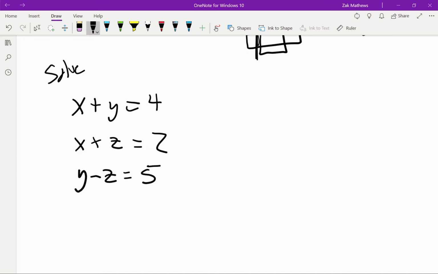I don't actually, in this one I probably still would eliminate, but this one is a lot easier to do substitution because it is a lot easier to solve for one of the variables. For instance, I could take this first equation, x is equal to 4 minus y, and now right away I've solved for an x variable. So I can plug that into my other equation. So if I plug that into my second equation, I'd have 4 minus y plus z is equal to 2.